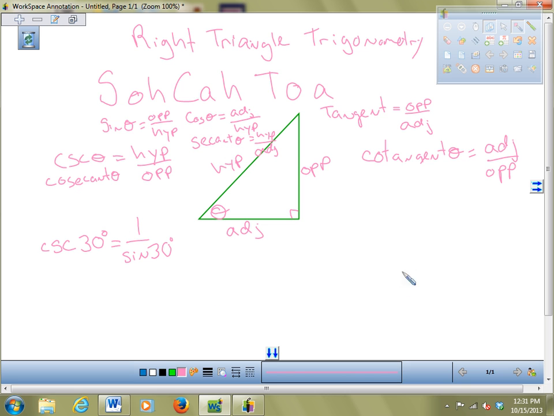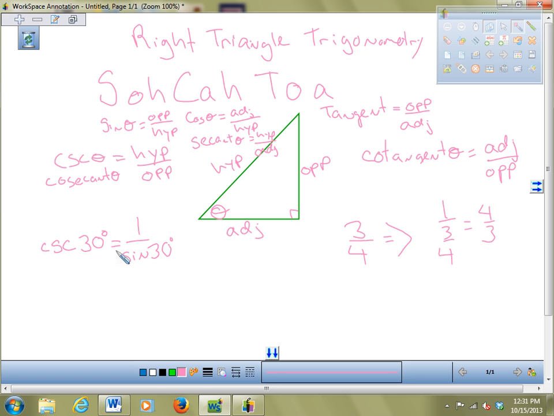Because if I want to flip a fraction, say I have 3/4, and I go 1 over 3/4, that's exactly the same as 1 times 4/3, right? So if I want the value of the reciprocal, I put 1 over the function to get the reciprocal function.